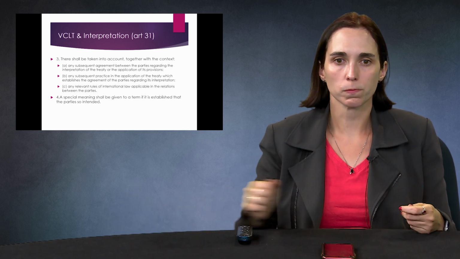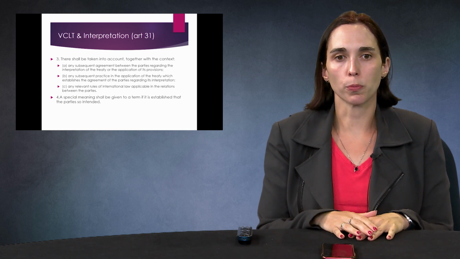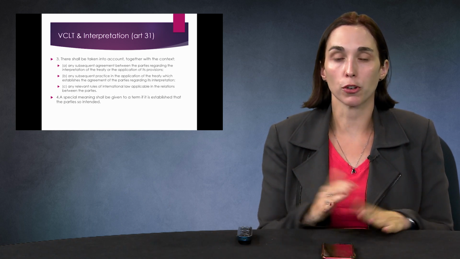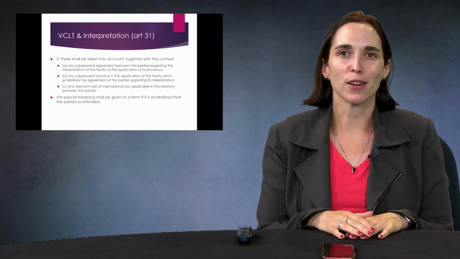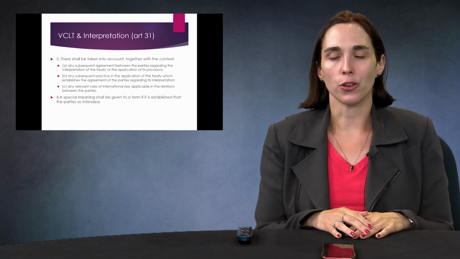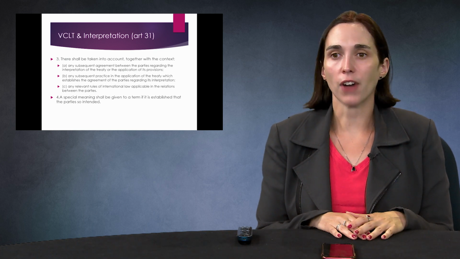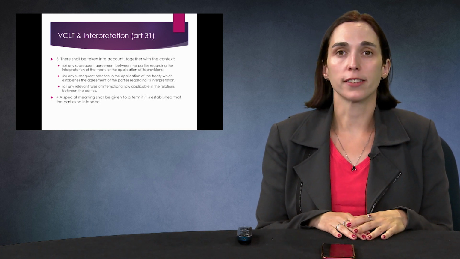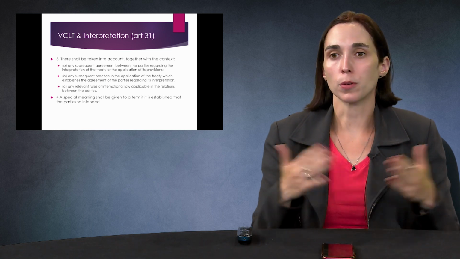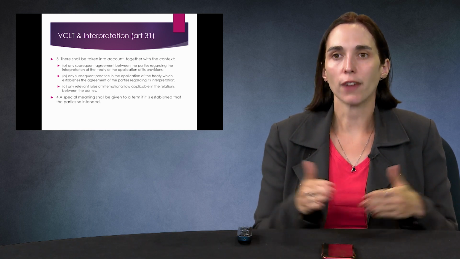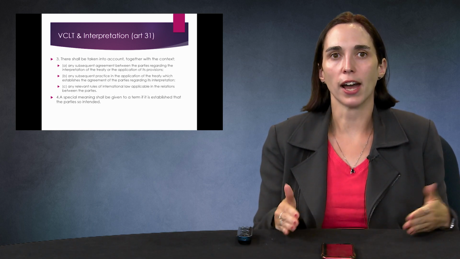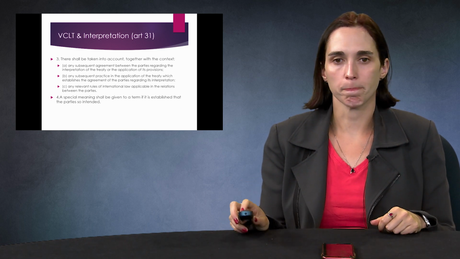As a note, a special meaning can be given to a term if it's established that the parties so intended. So I always say if there's a definition section, you could say in that treaty, for the purposes of this treaty, a table is defined as a chair, and a chair is defined as a table. And if that were to be included in the treaty, then you have to treat those terms the way that the drafters have intended and spelled out in that treaty.